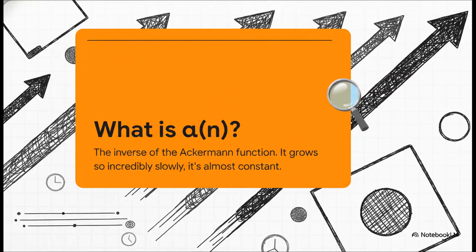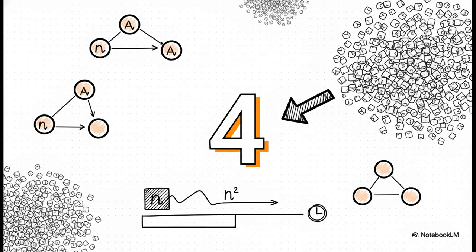So alpha of n is the inverse of this wild thing called the Ackermann function. Now, you don't need to get lost in the math here. Just remember this one thing. The Ackermann function grows faster than anything you can possibly imagine. So its inverse, alpha of n, grows so ridiculously slowly that it's practically standing still. And this is the punchline. For any number n that you could possibly work with, I mean, a number bigger than the number of atoms in the universe, the value of alpha of n will not get bigger than 4.